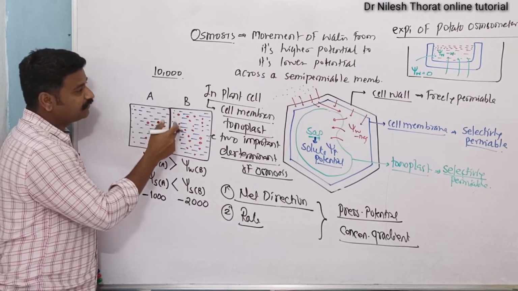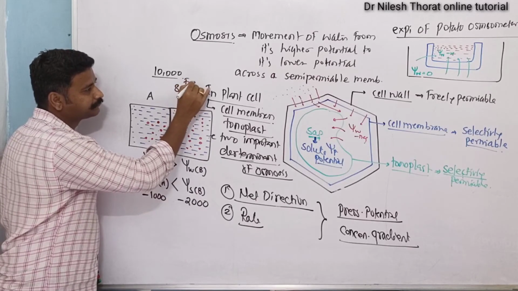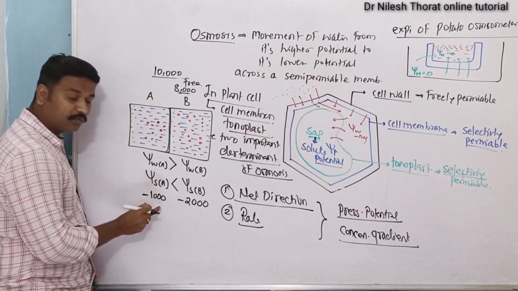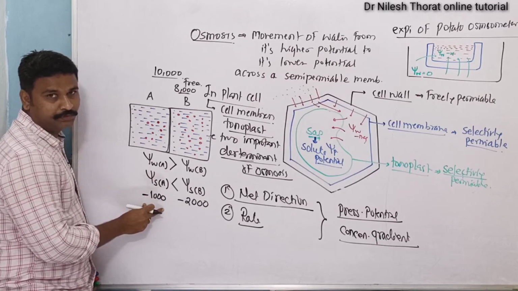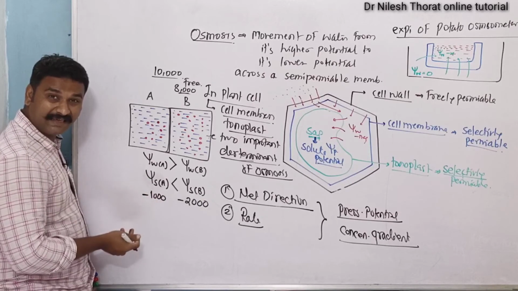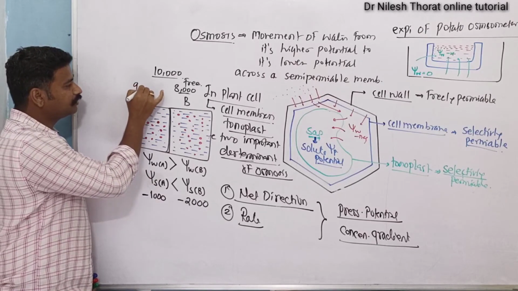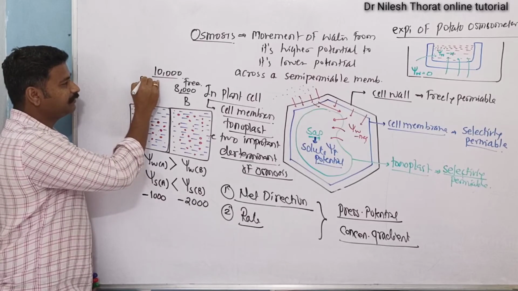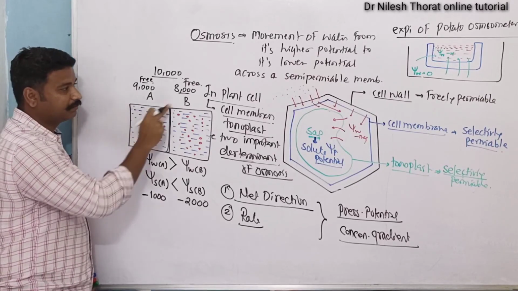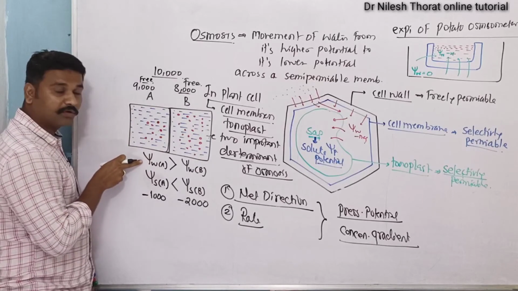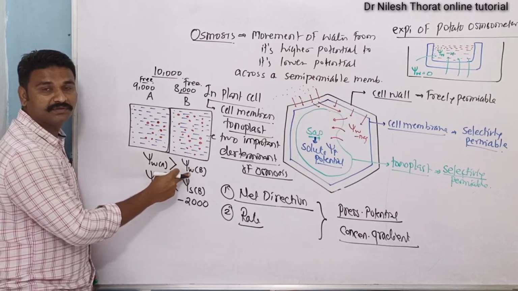So in system B we have 8000 molecules of water which are free, and in system A there are only 1000 molecules of solute. For engaging these 1000 molecules of solute, 1000 molecules of water will get engaged. So in system A we have 9000 molecules of water which are free. That means A has more water molecules compared to system B. That's why the water potential of system A is more compared to the water potential of system B.